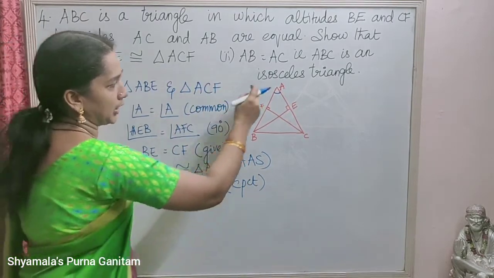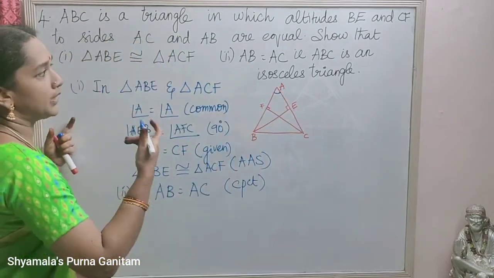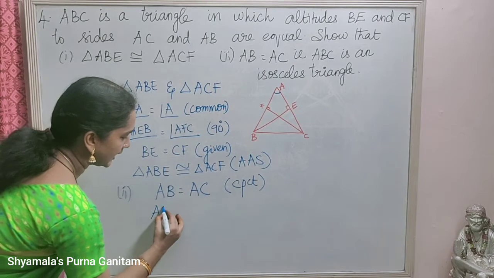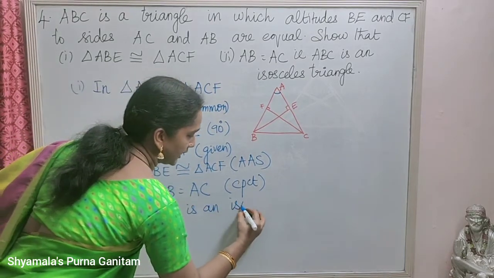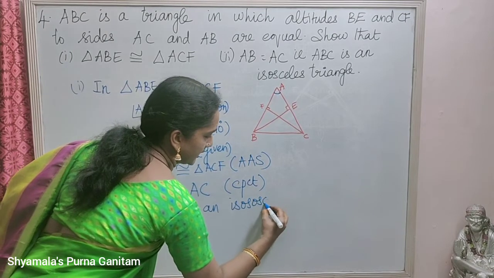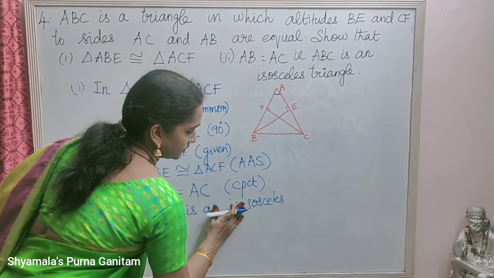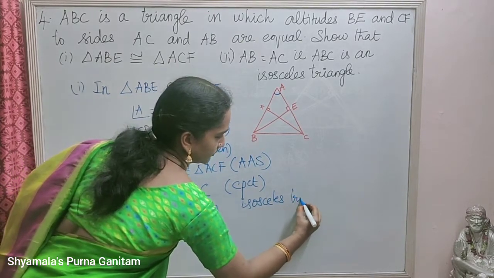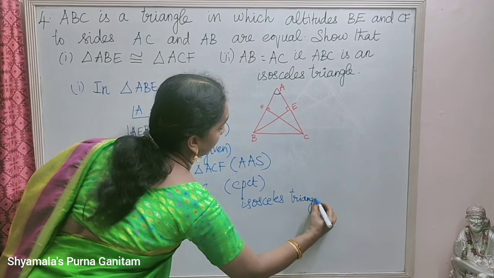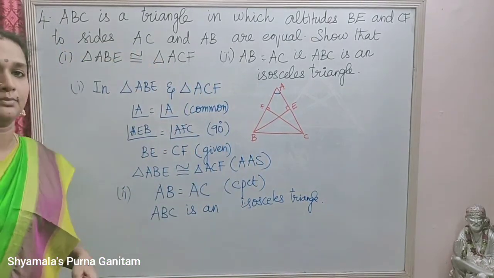Since AB is equal to AC, the two sides of a triangle, we can say that ABC is an isosceles triangle. This is the thing they asked you to prove, so we have proved it.